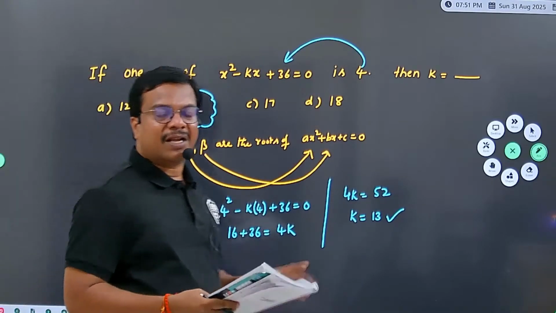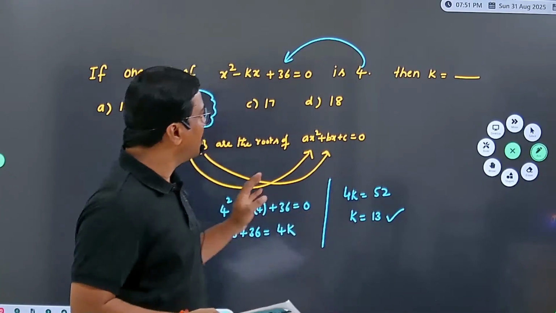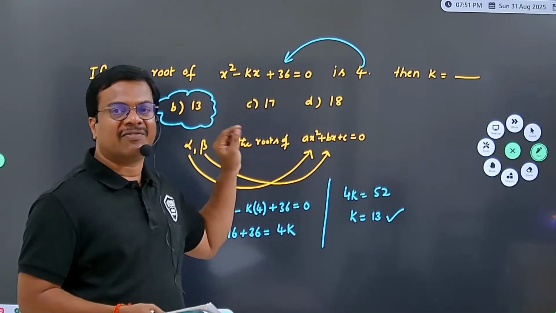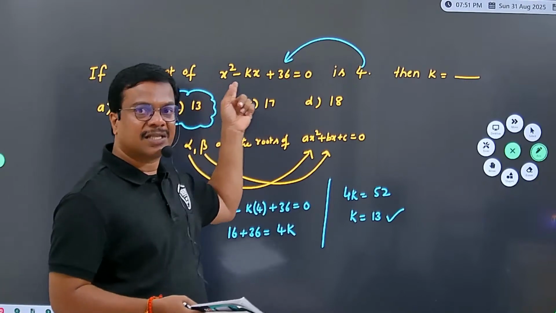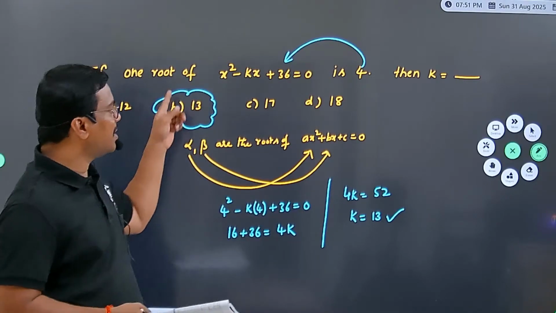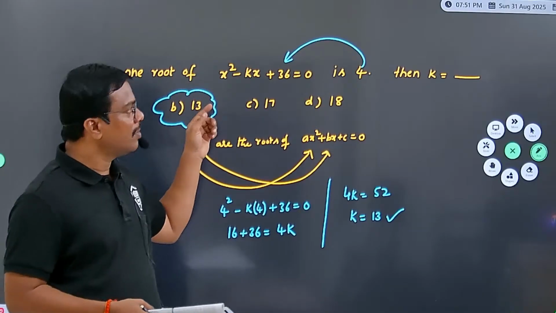Whenever alpha, beta are the roots of the equation, then both the roots alpha, beta satisfy the given equation. Using that property, just by writing x value 4, it gives the value of k.